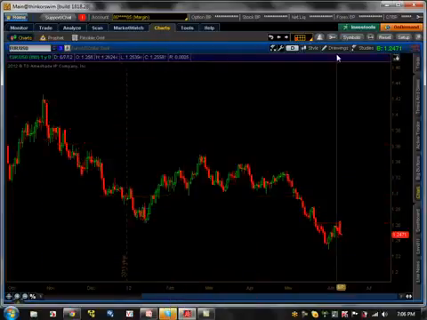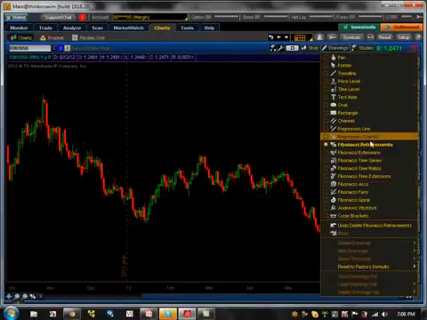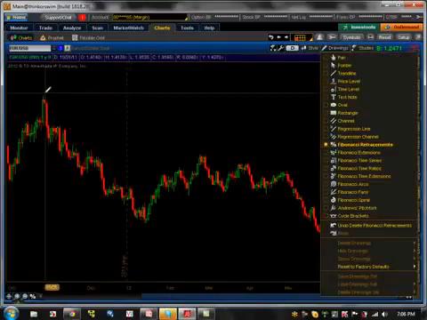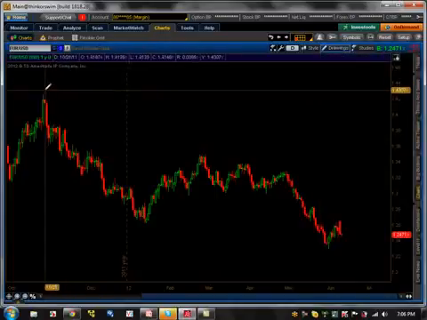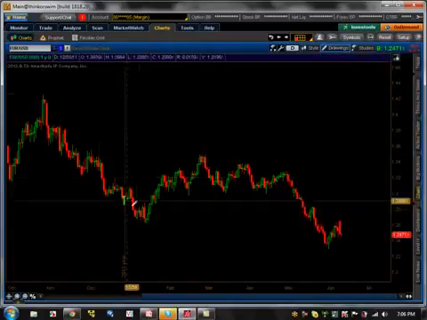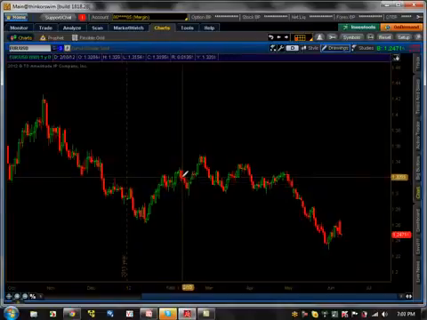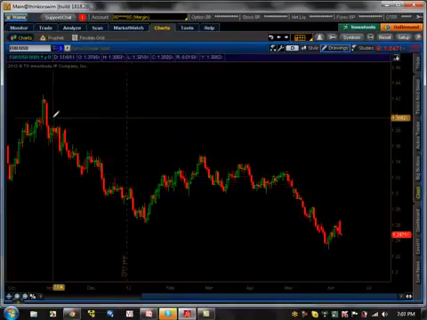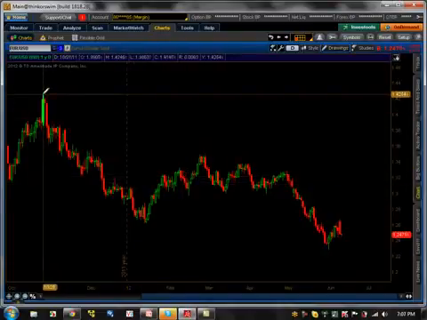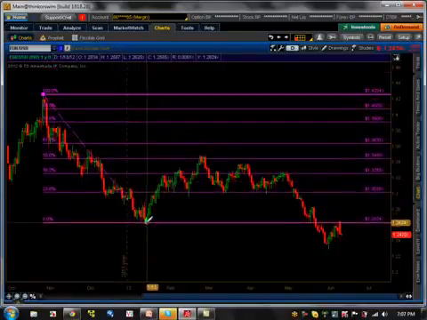So I just clicked over here, drawing, went to Fibonacci retracement, okay? Now I got to recognize a major trend. So this is a major trend. All this hasn't happened yet. Agreed? Right. So I'm going to click on the beginning of the trend, then click on the bottom.